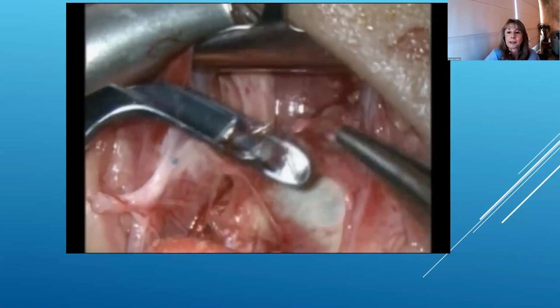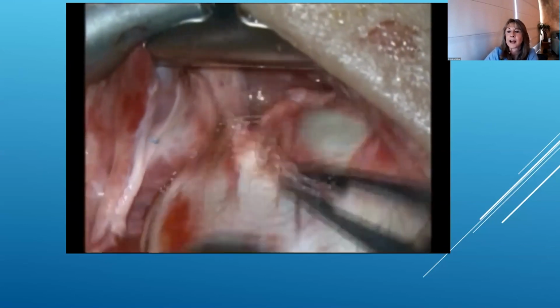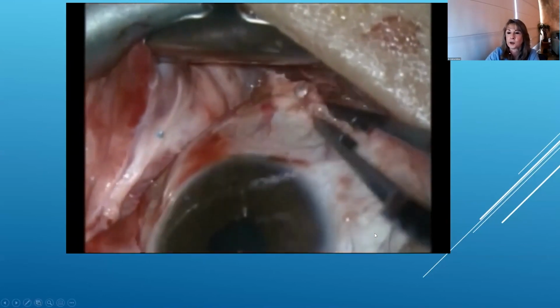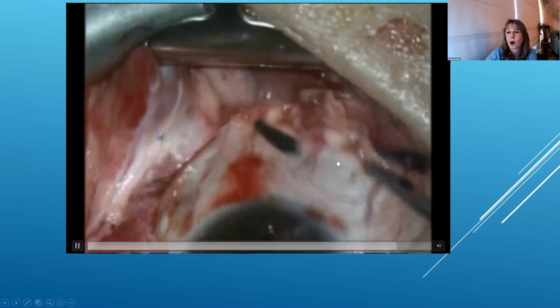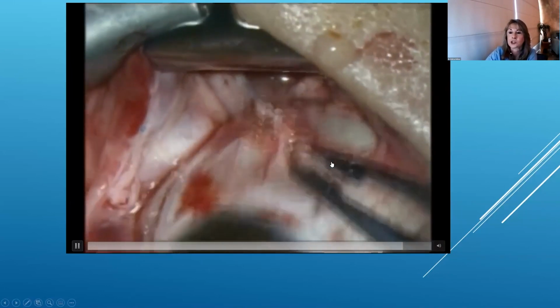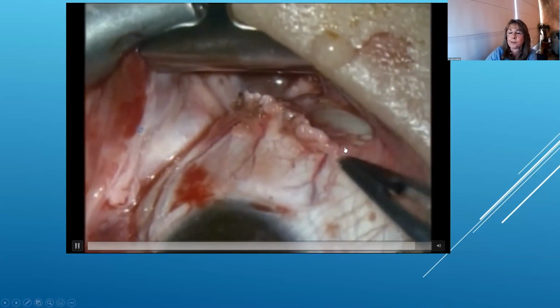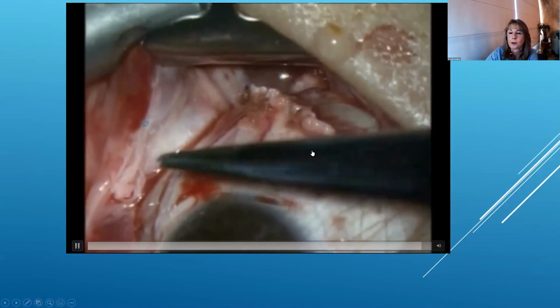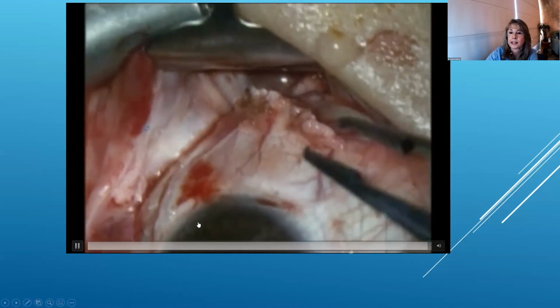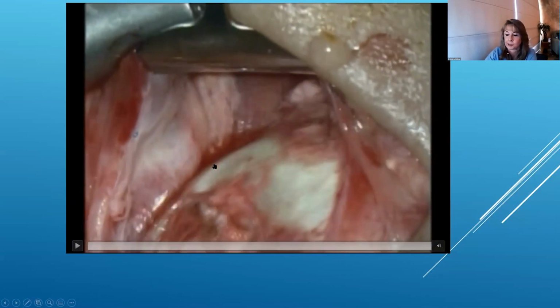Another typical finding in these patients is the anomaly of the insertion. Here you can see, now after the tenotomy, how the duction gets freed. But look at the diagonal insertion of the muscle. One border of the muscle is closer than the other one. This is also a very typical finding in these cases.